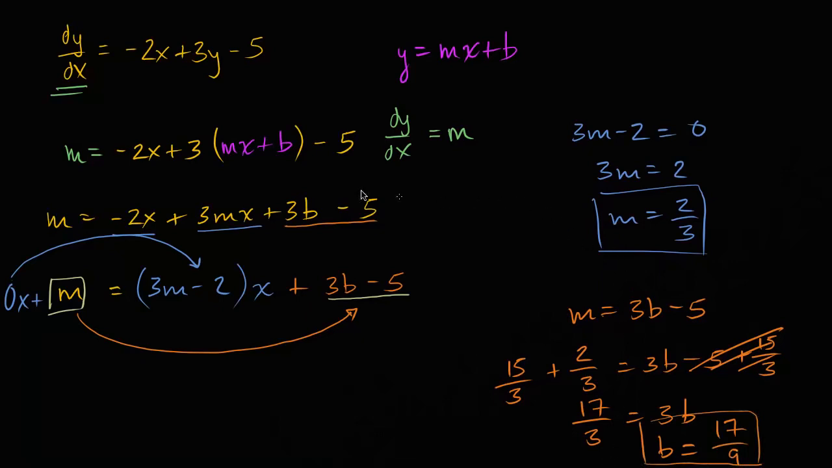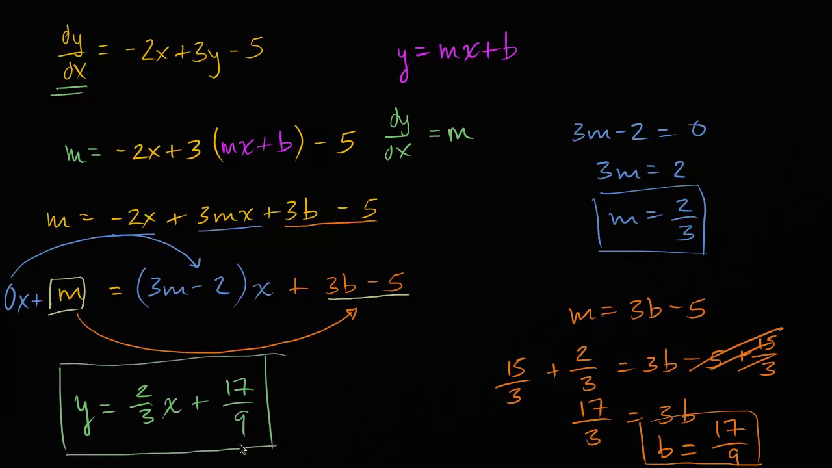And we're done. We just found a particular solution for this differential equation. The solution is y is equal to 2/3 x plus 17 over 9. And I encourage you, after watching this video, to verify that this particular solution indeed does satisfy this differential equation for all x's.